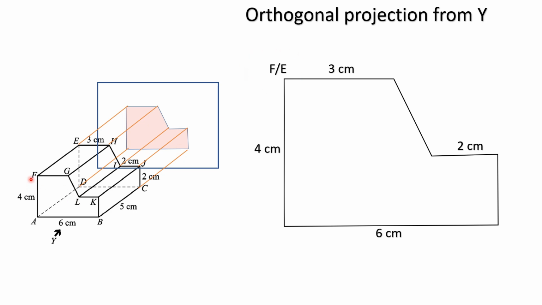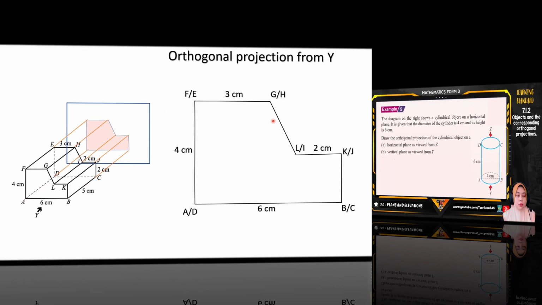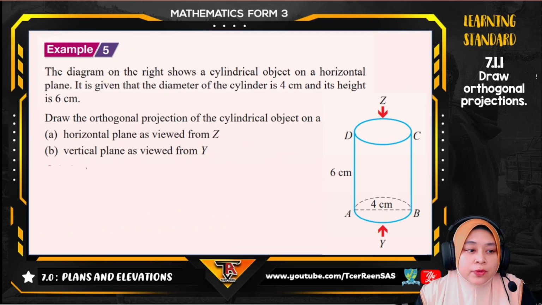Then we just label it. F going to E, so F and E. Then G and H, K, L, I, K, J, B, C, and A, D. Okay, let us review this example.